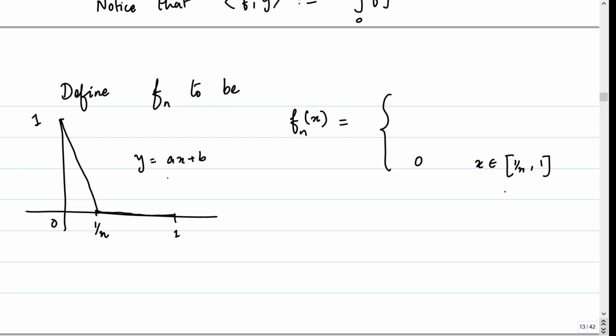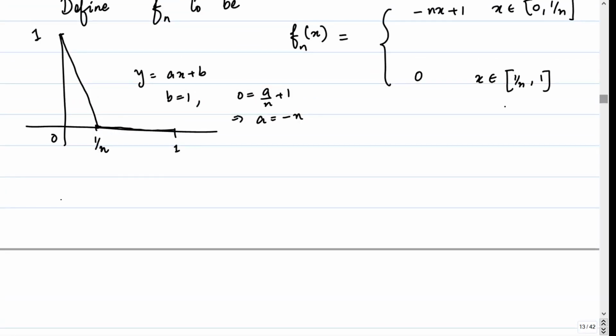That would imply that b is equal to 1. And at x is equal to 1 by n, y is 0. So 0 is equal to a by n plus 1, which implies that a is equal to minus n. So fn of x is just minus nx plus 1 when x is in 0 to 1 by n. Yes, you can check that this is a continuous function.